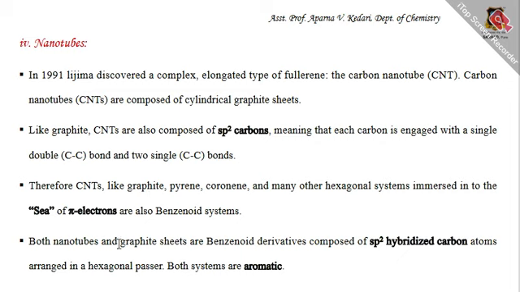Therefore, carbon nanotubes like graphite, pyrene, coronene, and many other hexagonal systems immersed in a sea of electrons are benzenoid systems. Both nanotubes and graphite sheets are benzenoid derivatives composed of sp2 hybridized carbon atoms arranged in a hexagonal pattern. Both systems are aromatic in nature.